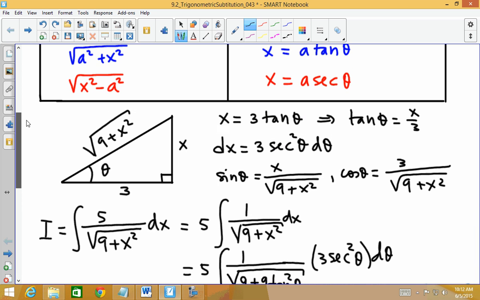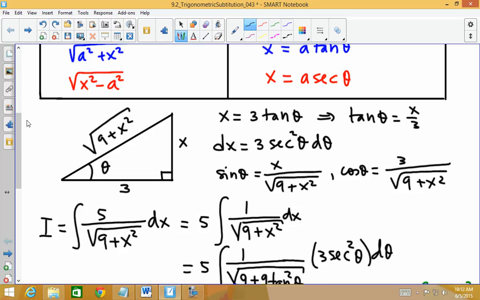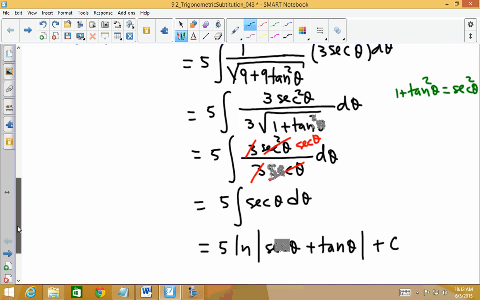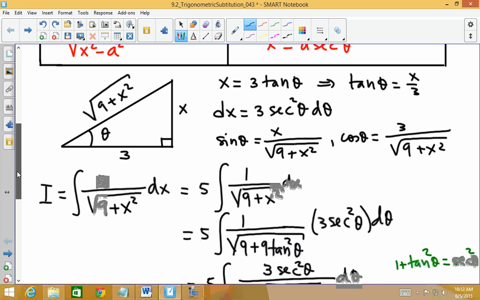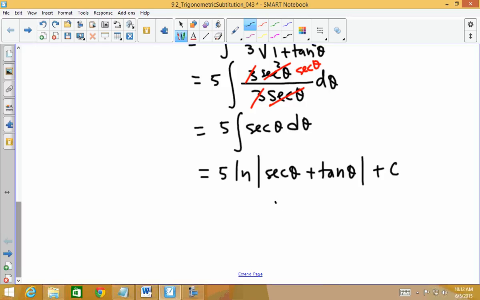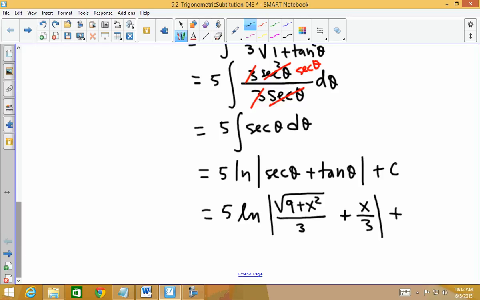Going back up, using the triangle, we can determine what secant theta is. Secant is 1 over cosine, the reciprocal of cosine, which means the hypotenuse divided by the adjacent. Therefore, secant theta is the square root of 9 plus x squared over 3. And tangent we said was x over 3. In absolute value, we have 5 ln, plus a constant.